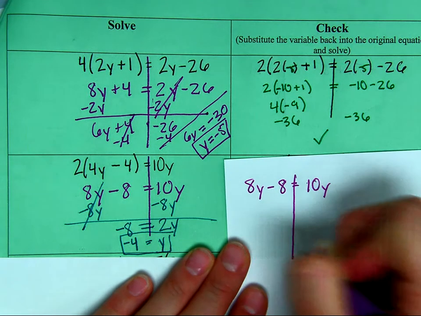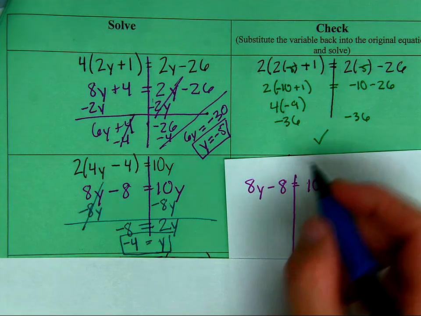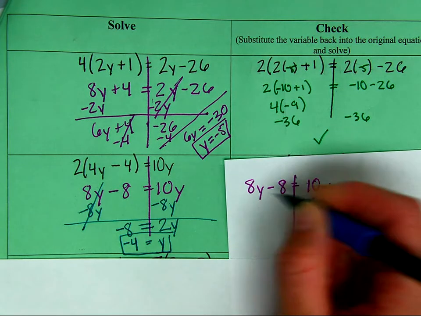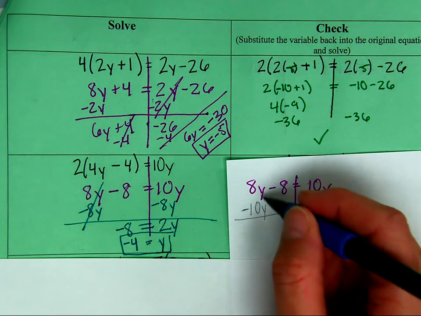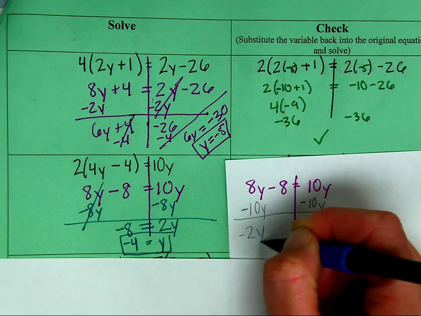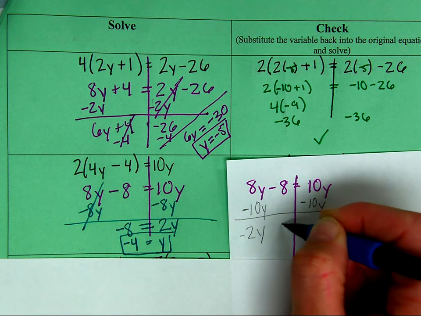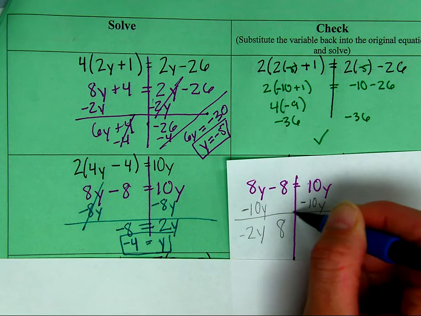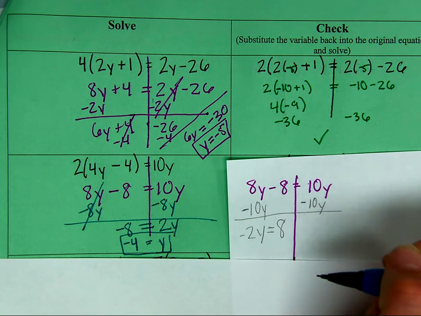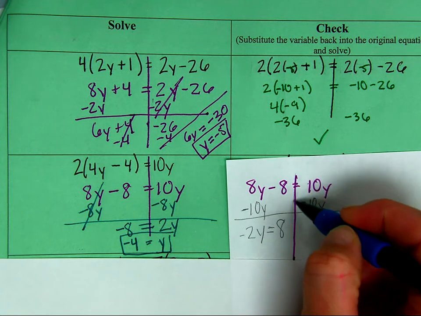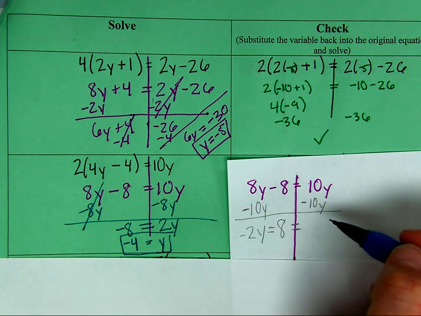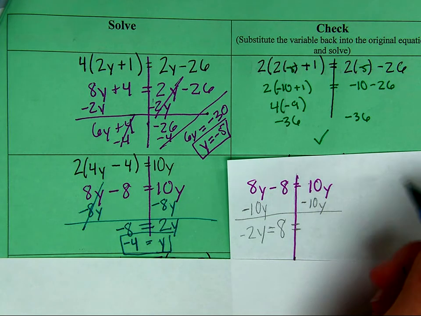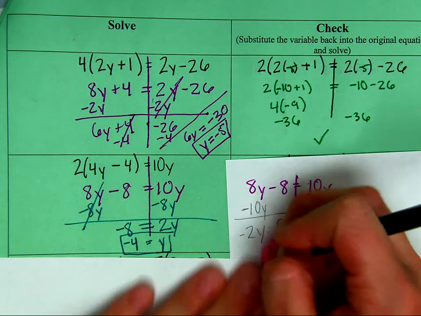I have some people who always try to do this. What they end up doing is they get this negative 2y, and they bring down their 8, and they try to move their equal sign here. Remember, that's why we draw this line here. Our equal sign has to stay here. So you'll start hearing me say in class, don't move your equal sign. This is the subtraction sign there.